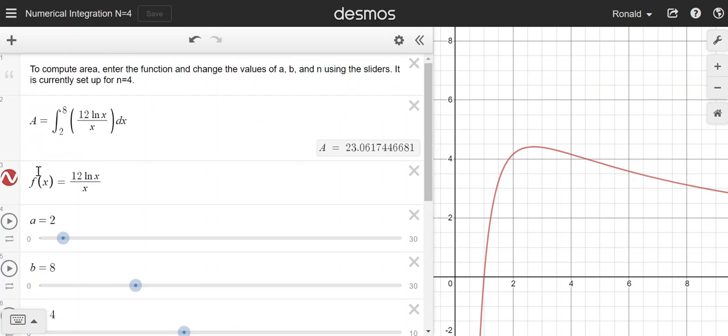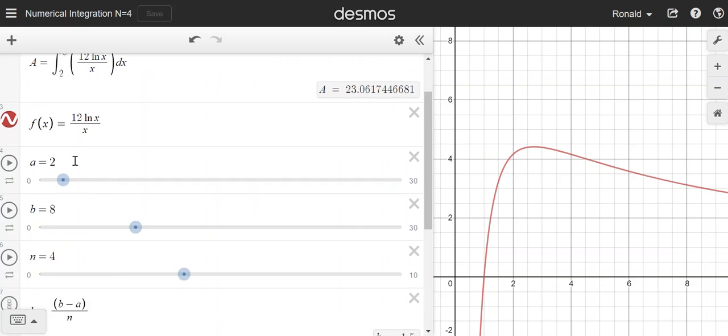Right here, f of x equals 12 log of x over x is where you have to actually enter the function that is being integrated. So you'll see that that is the same thing as the integrand up here. Then we have the upper and lower bounds. a is equal to 2, b is equal to 8. You can enter these using the sliders, or you can just type in the numbers. Sometimes it's quicker to just type in the numbers.